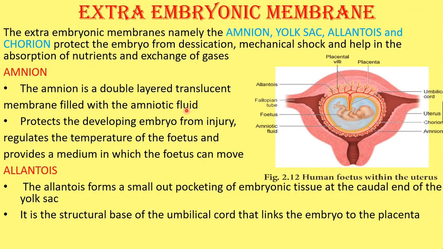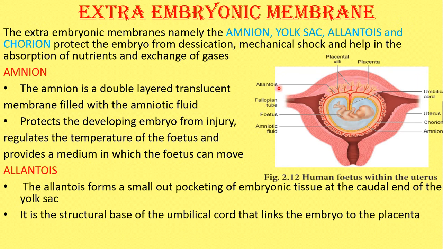Now second, the embryo has to be protected inside the uterus. So there are three important embryonic membranes. They are called extraembryonic membranes, which are surrounding the fetus. So this is a fetus. It is surrounded by three different layers. First, this double layer membrane. It is called amnion. Next, you can see chorion. Chorion possesses chorionic villi.